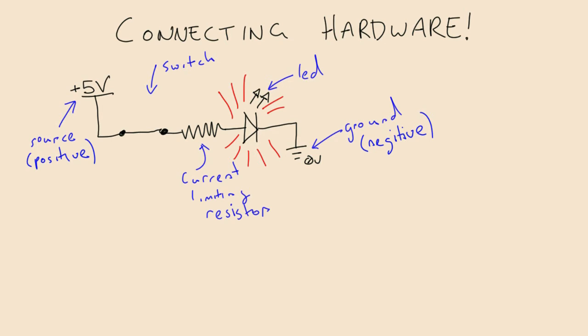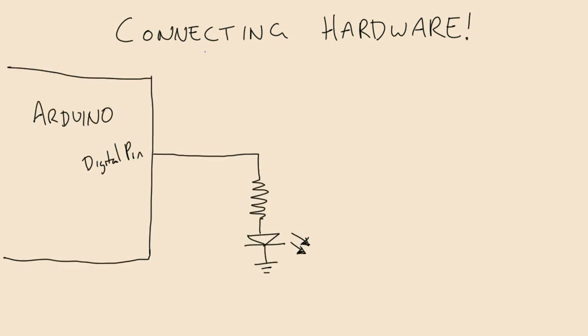This is well and good, but we want to use our Arduinos to do the same thing. And we want to write code to be able to control the LED turning on and off. On our Arduinos we have digital pins that we can control in our software.